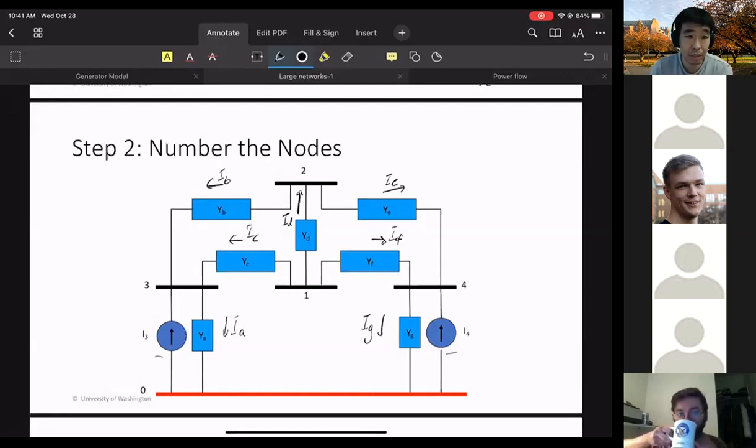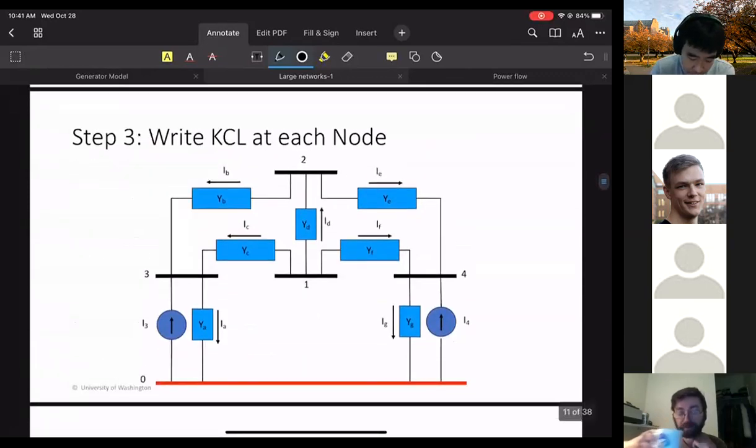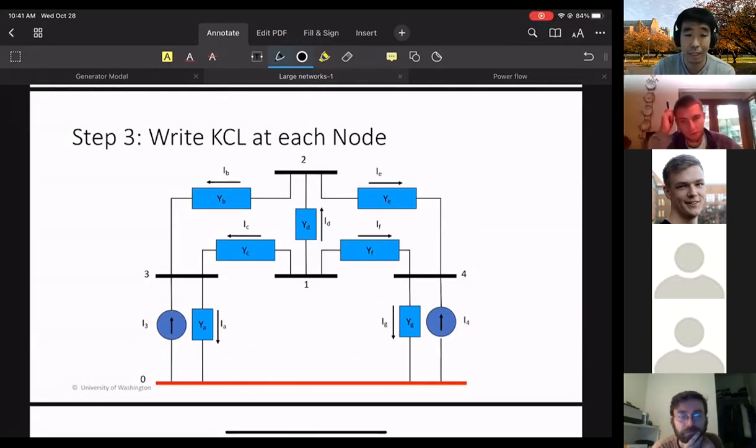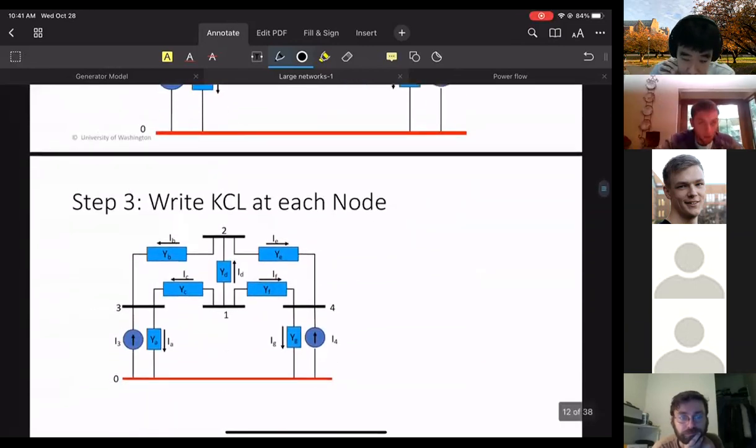After picking these currents, we need an equation. Remember, all we want is voltage relating to current in a matrix equation. The way to get it is to write KCL, Kirchhoff's current law, at each node.